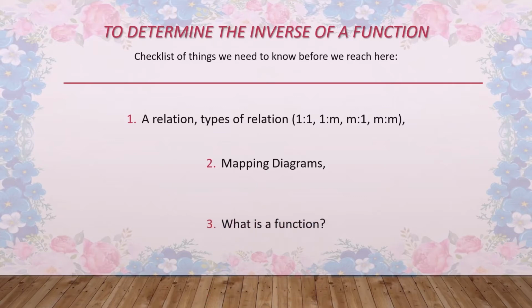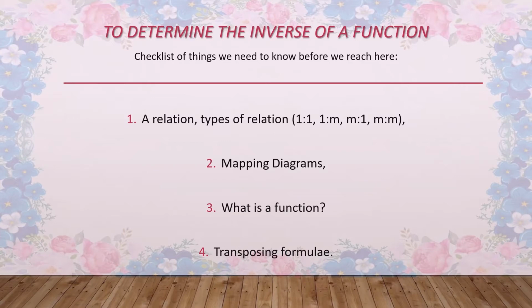The third thing we need to understand is what is a function. Without understanding what is a function, we are going nowhere. Because after we determine the inverse of a function, what are we after? The inverse of a function. The last thing is to transpose formulae. So we need to know how to transpose a formula as well. Now, when we have these things clear in our minds, then we can progress to the inverse of a function. Okay, let's move on.